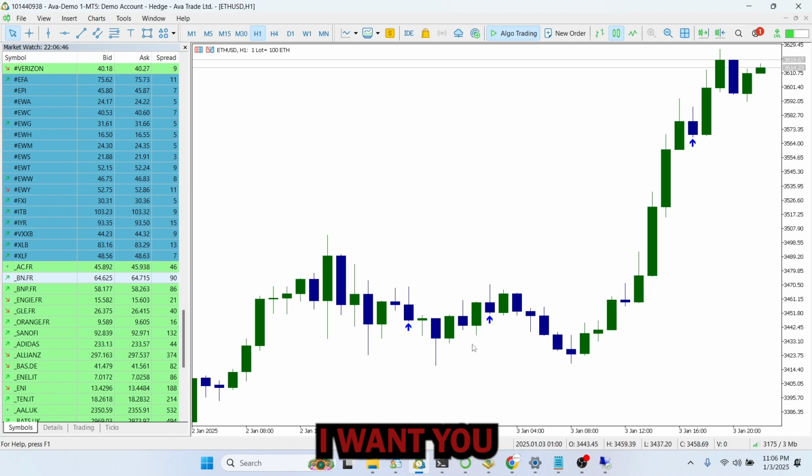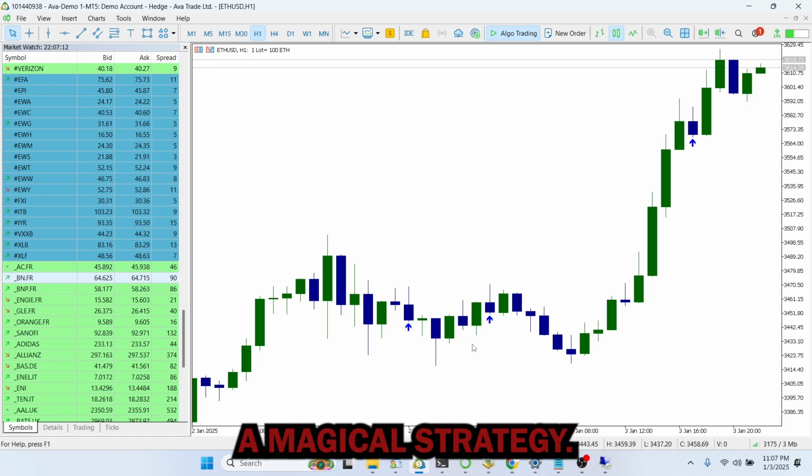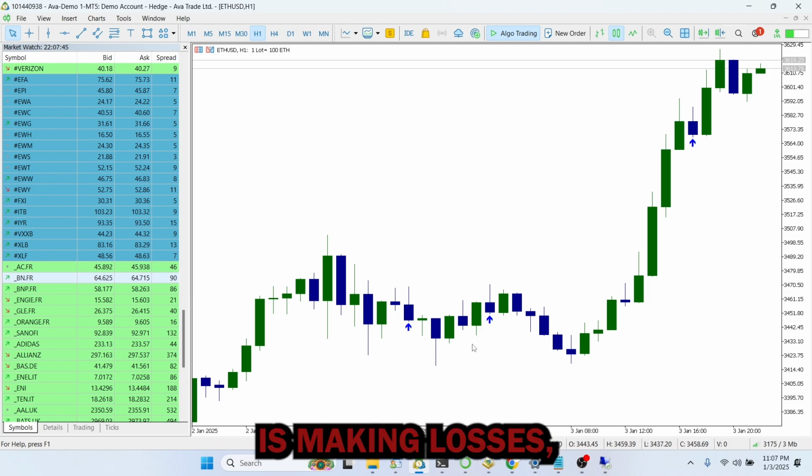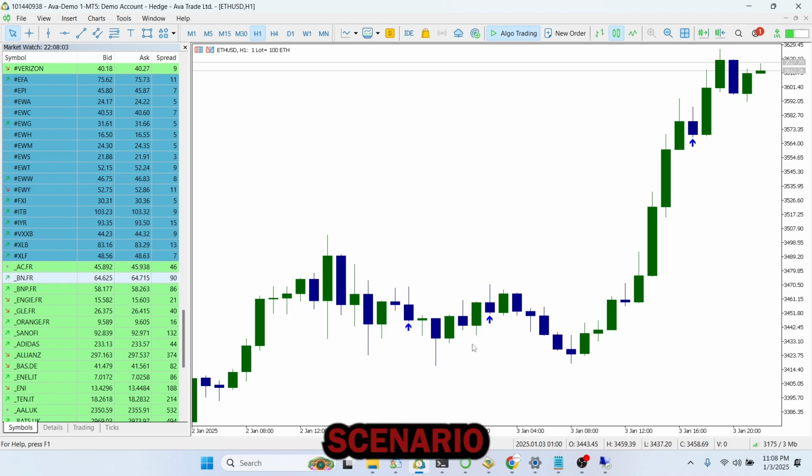But there are some things I want you to consider if you're going to be using this trading strategy. This trading strategy is not a magical strategy. Like I said, I never created the probability scenario. I only discovered the pattern with a high probability scenario, and there's a chance that this probability scenario could stop working. When that happens, we stop trading using it, not because the expert advisor or the strategy is making losses, but because we no longer have an edge. But we are hoping that since the probability scenario worked in 2023 and also worked in 2024, the probability of it working in 2025 is pretty good.